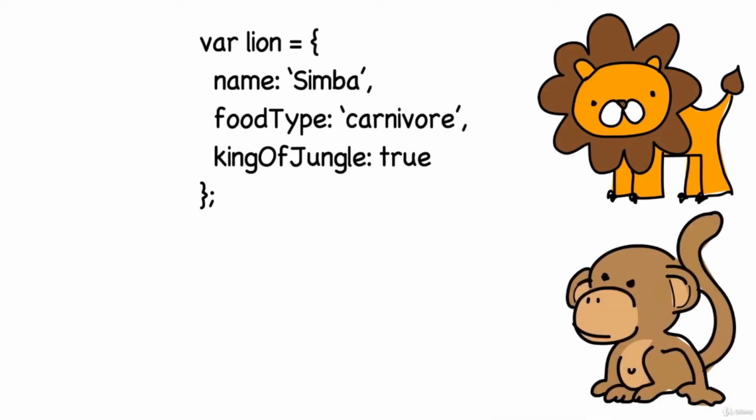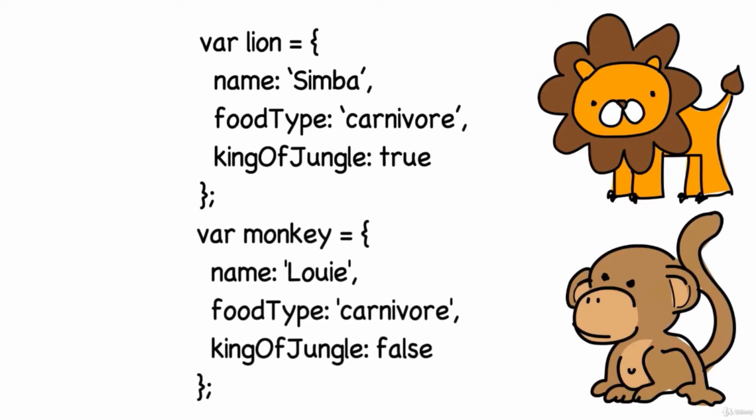Then we could add a monkey. We'll give him a first name of Louis, a food type of carnivore, and a boolean of false in regards to being king of the jungle. As you can see, this is going to take a while and a lot of repeated keystrokes to fill up our zoo.